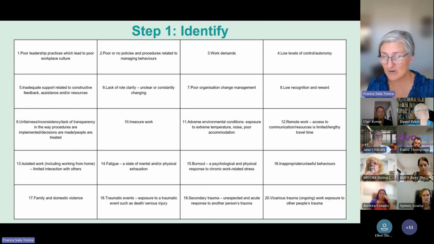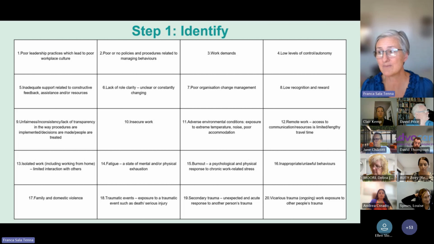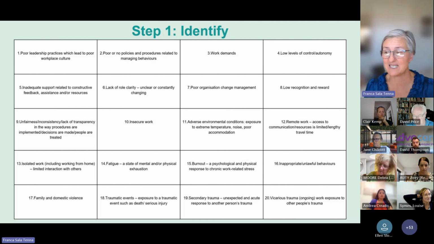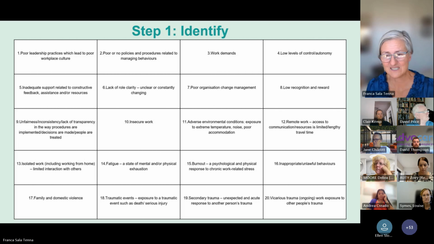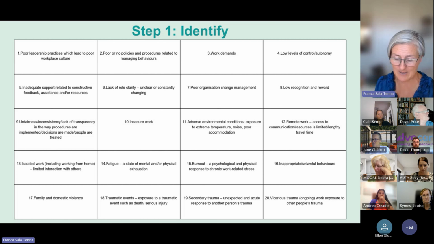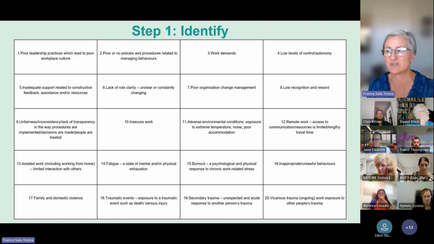Number 6, lack of role clarity, so they don't actually know what they're doing. Number 7, if a manager is responsible or partly involved in the change management process. Number 8, low recognition and reward. Number 9, unfairness or inconsistency in the way policies and procedures are applied. So there's a lot in the space that managers are now responsible for. Can I say not just responsible for, because it's now identified as a psychosocial hazard. So that's greater than responsible, because there's a potential legal consequence if they don't do it.